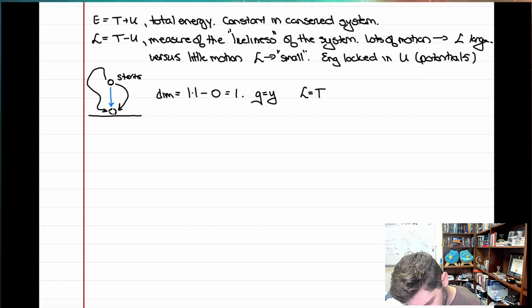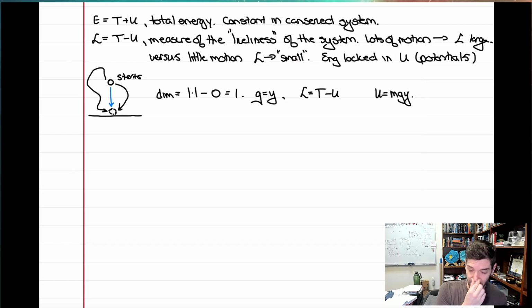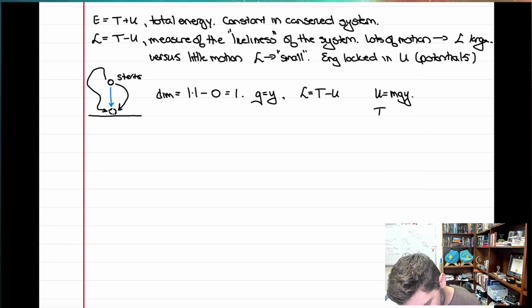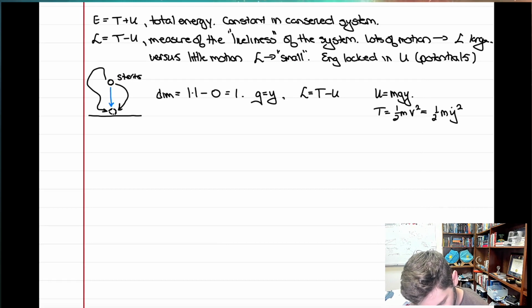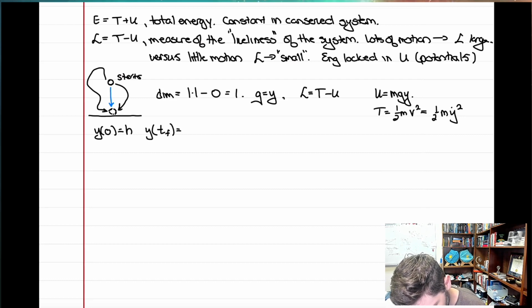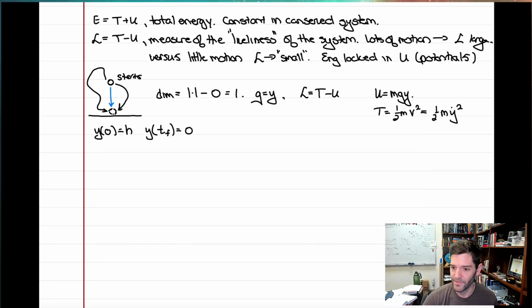The Lagrangian then is T minus U. And so U in this case, I expect to just be mgy. I'll define the reference point to be the ground as well; you're of course free to decide where U equals 0 is. And then the kinetic energy is 1/2 mv squared. But since it's only moving in the vertical direction, this is just 1/2 m y dot squared, since the vertical motion is the only motion that occurs. And let's suppose, as initial conditions, that y at t equals 0 is at a height h off the ground, and y at some later time, t final, is when it finally hits the ground. Those are my two configurations I'm moving between.